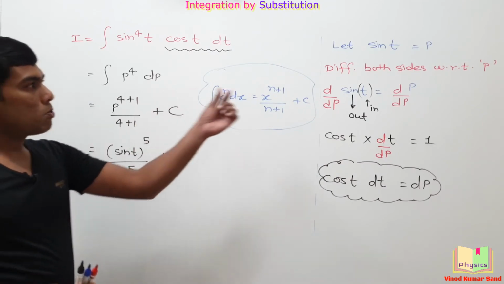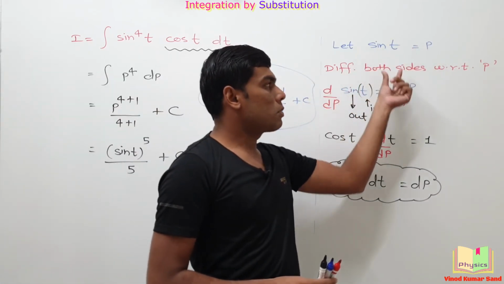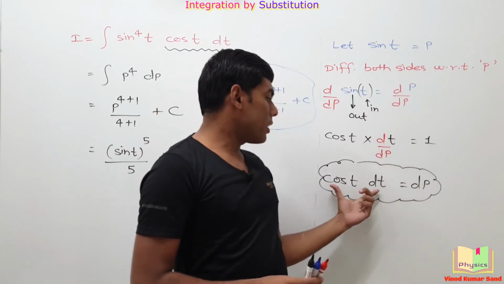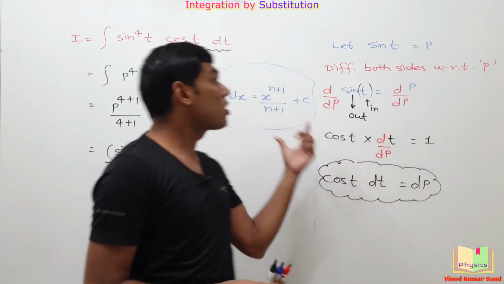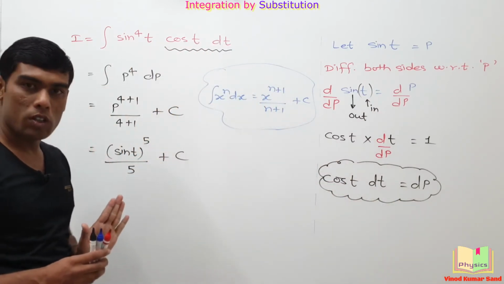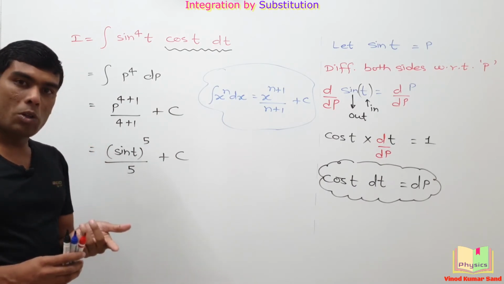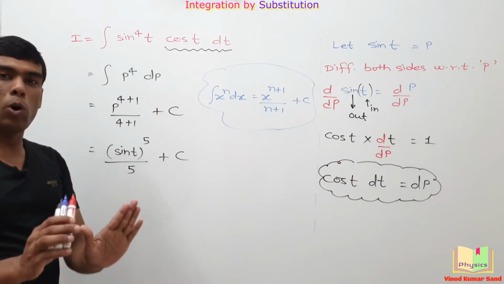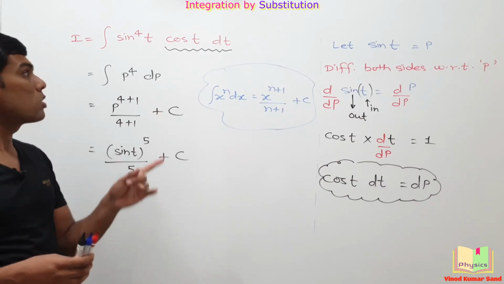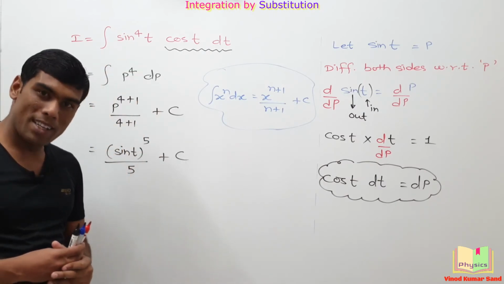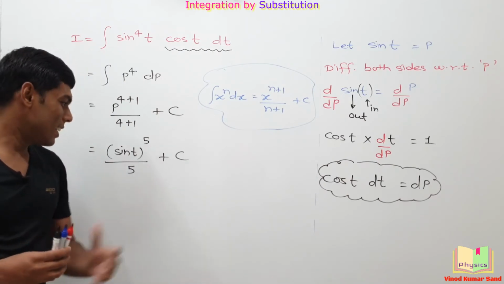I hope you understood the method. You have to assume something as p and then you have to differentiate that thing. You will get some useful parameter for the replacement in the question. Okay. For practice, I am giving you a checkpoint on the next screen. You should pause there and you should try few questions using the integration by substitution. Fine. Let's go further.